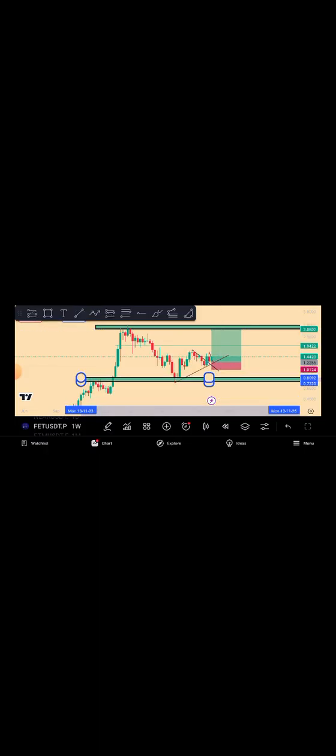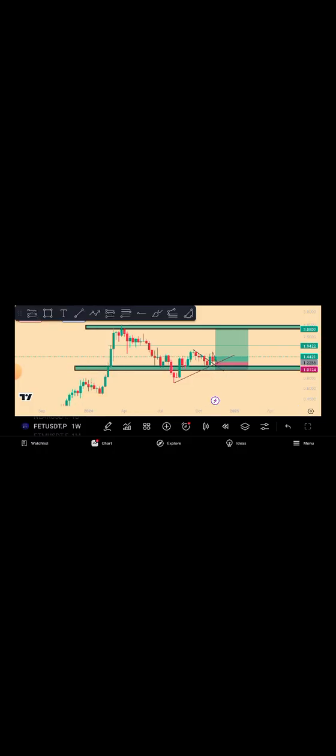It's called an inverse head and shoulder pattern. This is the left shoulder, this is the head, and then this is the right shoulder here, which will take us all the way to at least $3 per coin on FET. So that's why I didn't put my level here, I put it here. You understand? It will still perform as expected.